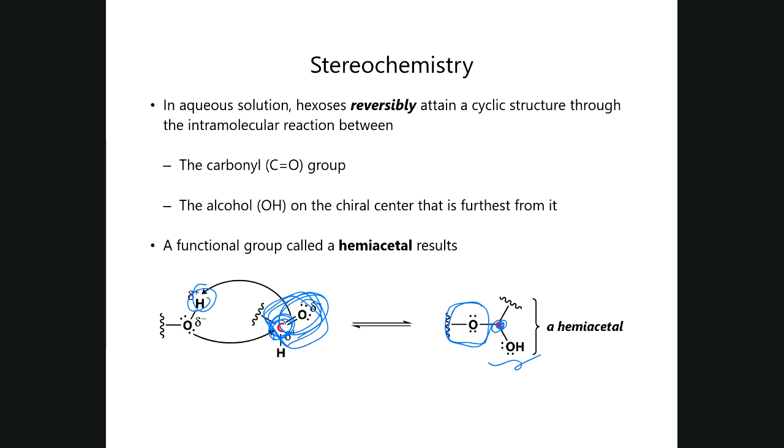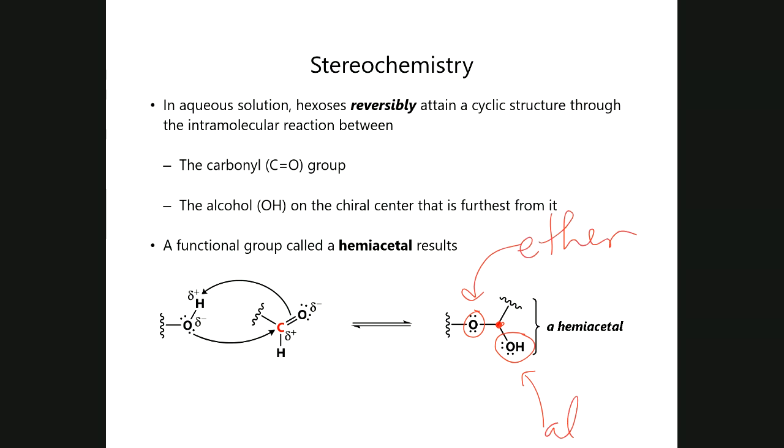and ultimately you form this structure, which generally speaking is known as a hemiacetal. So a hemiacetal is any structure that contains a carbon. Let me choose red so that we don't skewer that red. Any carbon that is simultaneously bonded to two oxygens. One of those oxygens is an alcohol. The other one is an ether. All right, so simultaneously bonded to an alcohol and an ether.